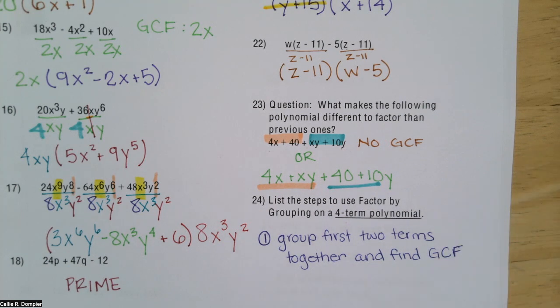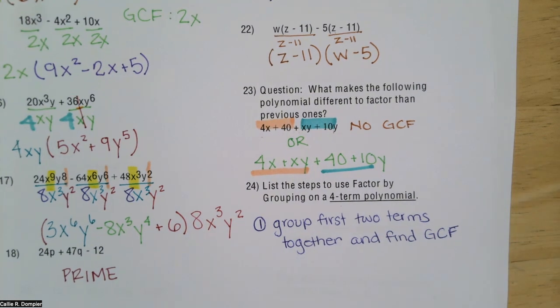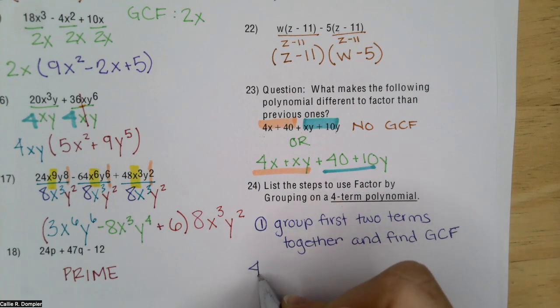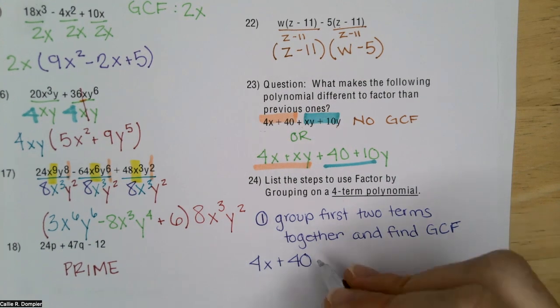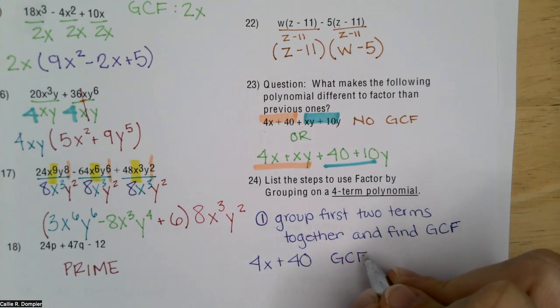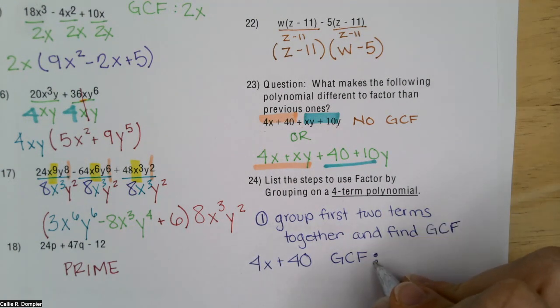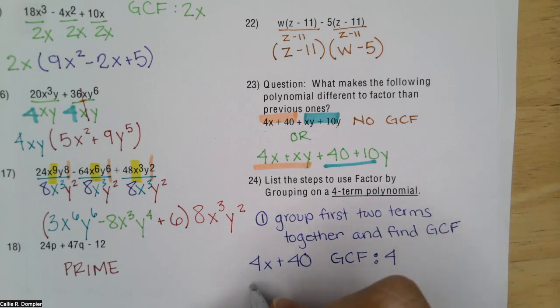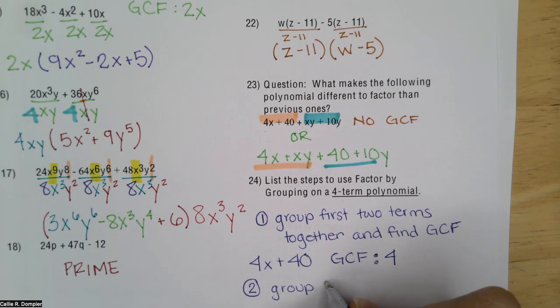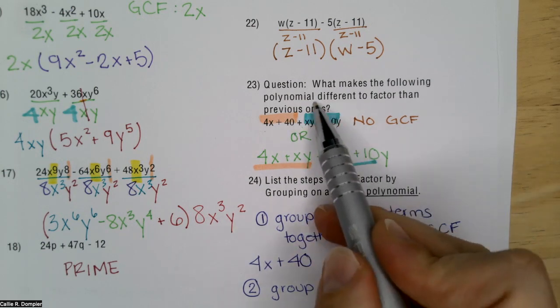We're going to group the first 2 terms together and find their GCF. My first 2 terms are 4x and 40. That's my new group. The greatest common factor. 4 divided by 4 is 1. 40 divided by 4 is 10. So my greatest common factor is 4. Step 2. Group second. So second 2 terms just means those last 2.